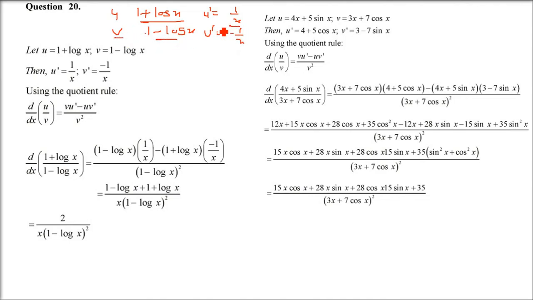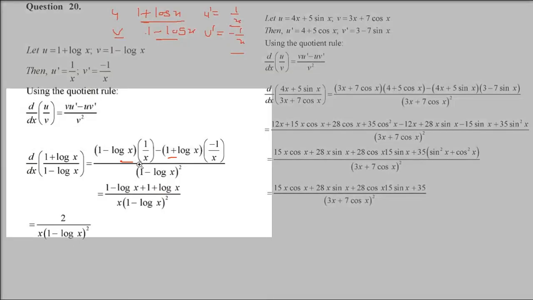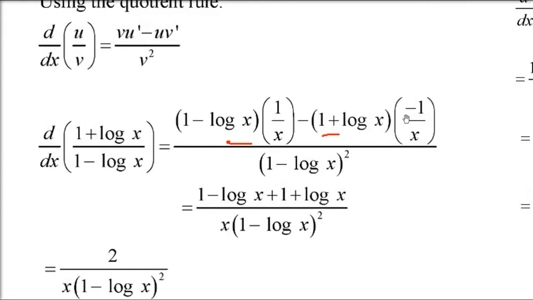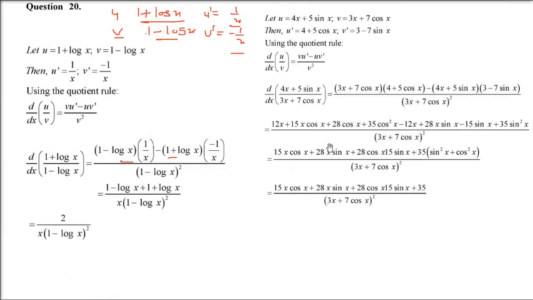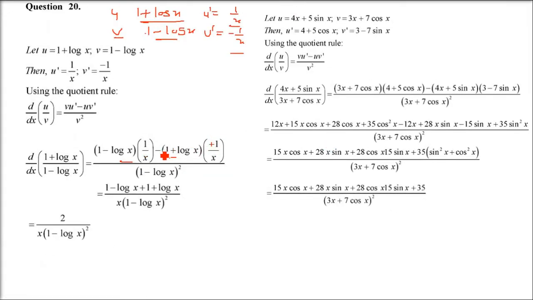Now v multiplied by u dash, so 1 minus log x times 1 by x. And u and v dash, 1 plus log x and minus 1 by x. And divided by v square, that is 1 minus log x whole square. This remains throughout the answer. Now what you see here is 1 by x, I'll take common. First minus minus make it plus, this minus minus make it plus. 1 by x we have taken common.